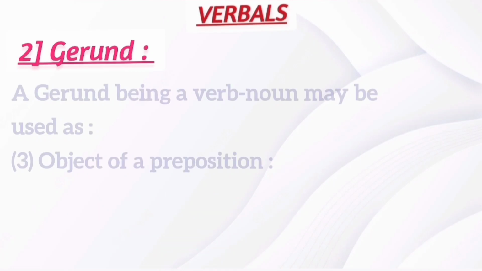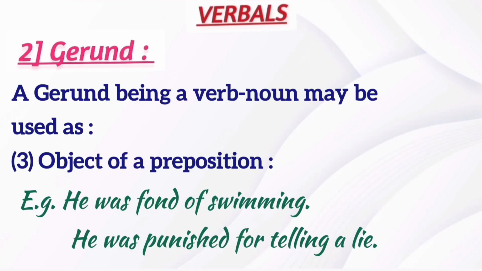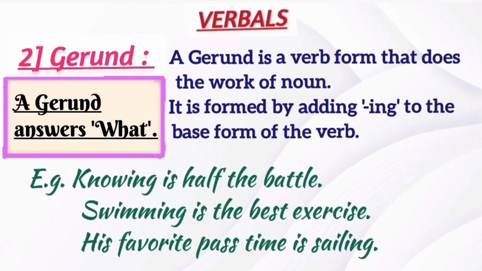A gerund can also be used as the object of a preposition, that is, it is preceded by a preposition. For example, he was fond of swimming. He was punished for telling a lie. Here the gerunds swimming and telling are used after the prepositions of and for. If you want to identify the gerund, mind that a gerund answers what. For example, if you ask, what is the best exercise? Then you will get the answer swimming, which is a gerund here.